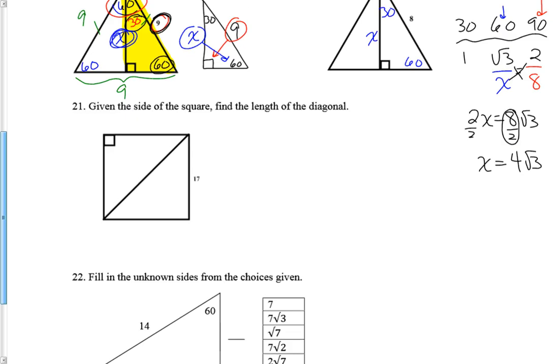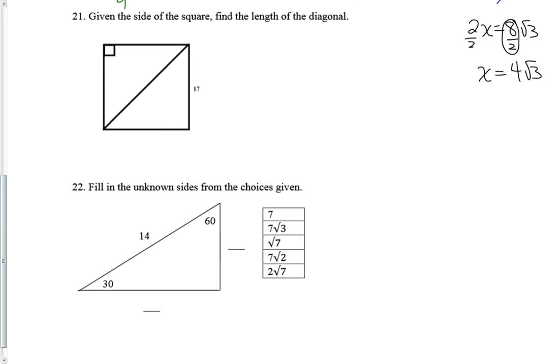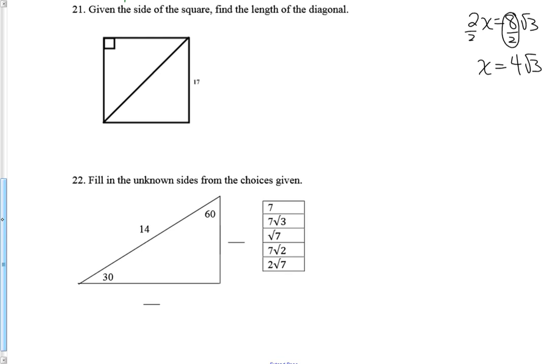Number 21. We now have a square. We know a couple things about a square. We know all the sides are equal. If these two sides are equal, we have a 90-degree angle right here. We have an isosceles triangle. That means these two angles have to be equal as well, making them 45, 45-degree angles, and we have a 45, 45, 90 triangle.